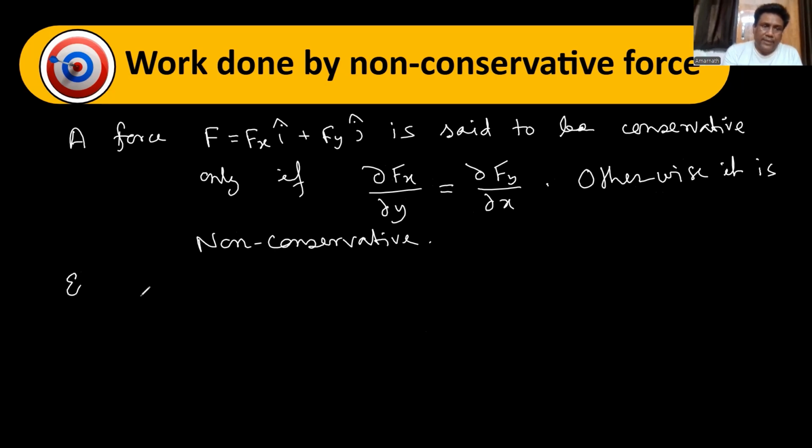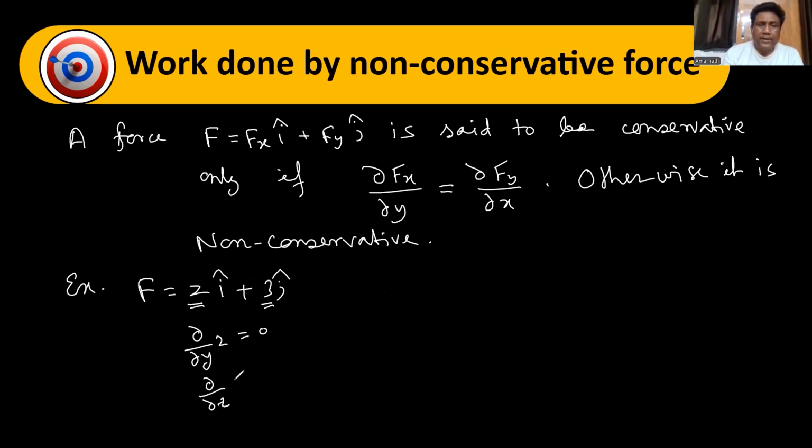Say, example I am taking, F equal to 2i cap plus 3j cap. Whether it is conservative or non-conservative, you see, here this is Fx and this is Fy. Don't write d, you please write dou, which means partial differentiation. Dou y of 2 is 0 because it is a constant. Dou x of 3 is also 0. It means both are equal, so it is a conservative force.